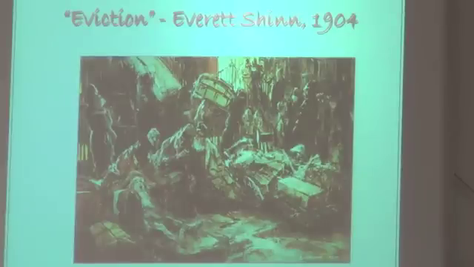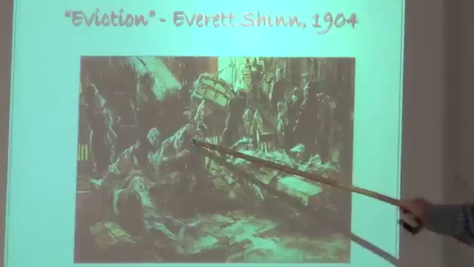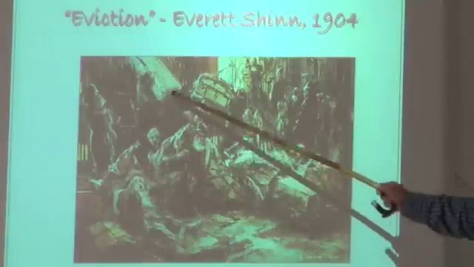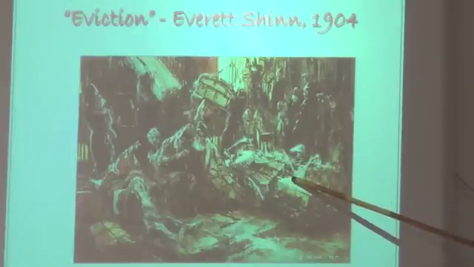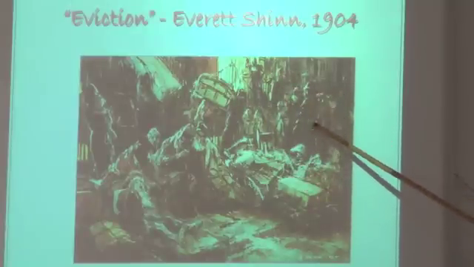Sometimes it's hard to tell exactly what's happening here. But this is a family that's being evicted from its brownstone in New York City. And this Everett Shinn came upon this in 1904, and he decided this was a subject for art. Here's the family out, sitting on the streets, as people are taking out all their possessions and throwing them into the streets. Here's a crowd of onlookers.